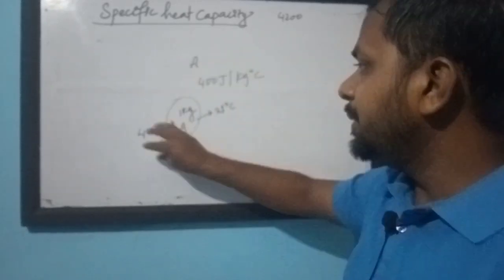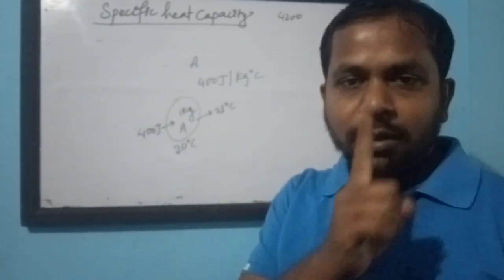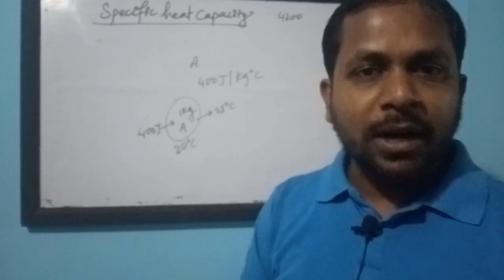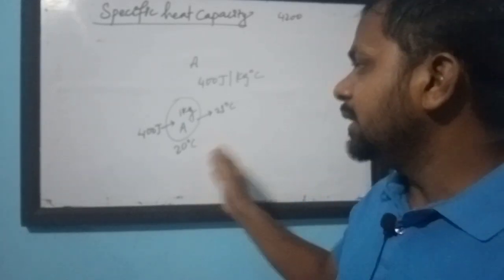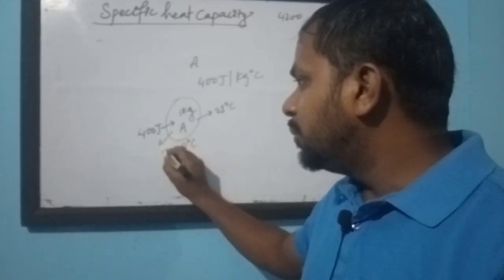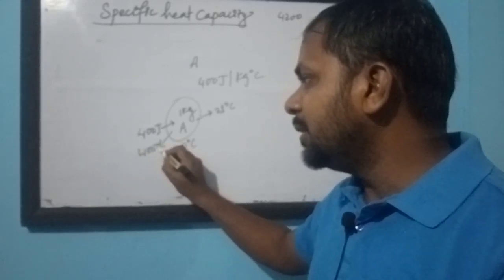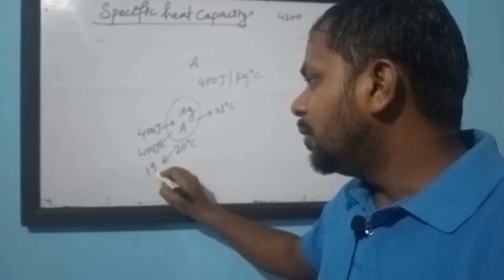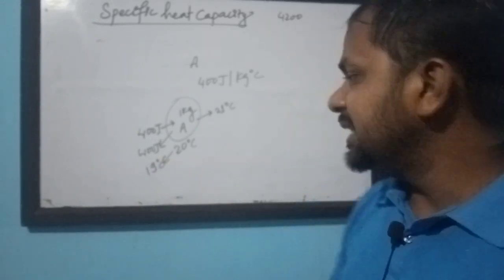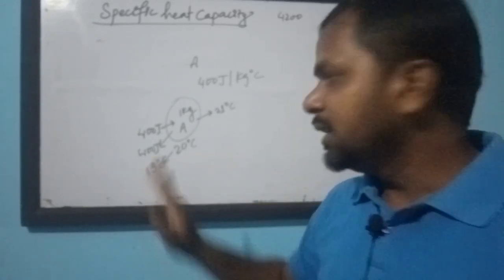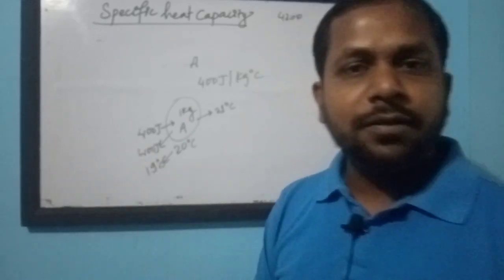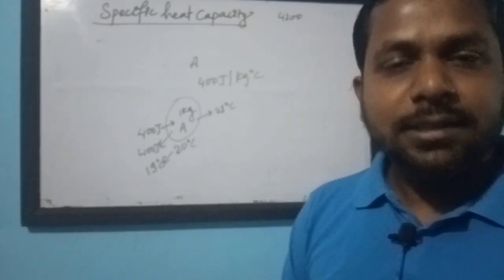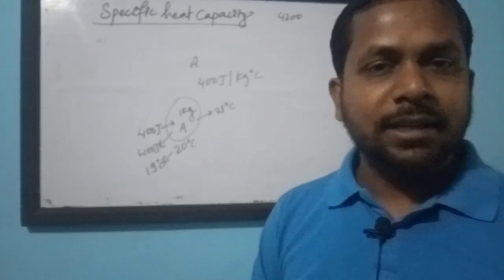That much joule of heat energy, the specific heat capacity, if we give to that 1 kg body, then its temperature will increase by 1 degree Celsius. Or if we remove 400 joule of heat energy from that 1 kg body, then its temperature will decrease by 1 degree Celsius. Suppose it is at 20 degrees Celsius. If we remove 400 joule of heat energy from it, then its temperature will be 19 degrees Celsius. I hope you are understanding this.